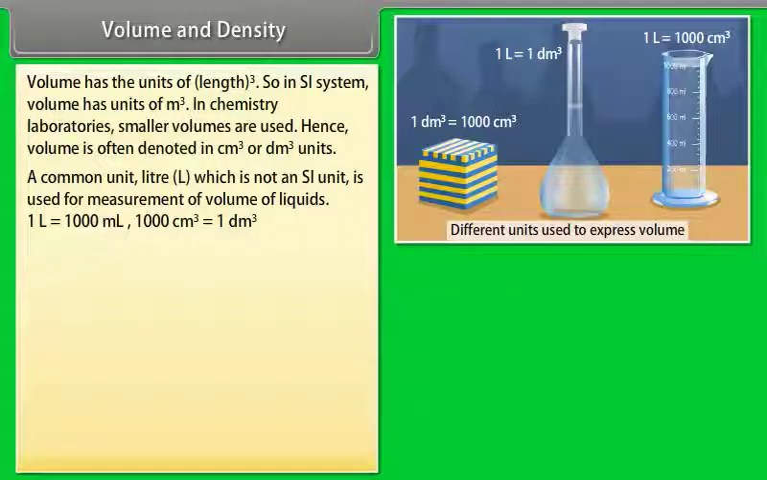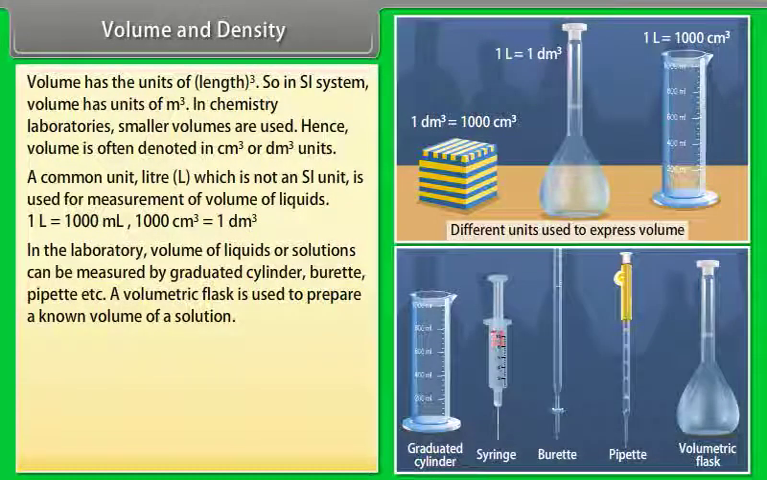1000 centimeter cube is equal to 1 decimeter cube. In the laboratory, volume of liquids or solutions can be measured by graduated cylinder, burette, pipette, etc. A volumetric flask is used to prepare a known volume of a solution.